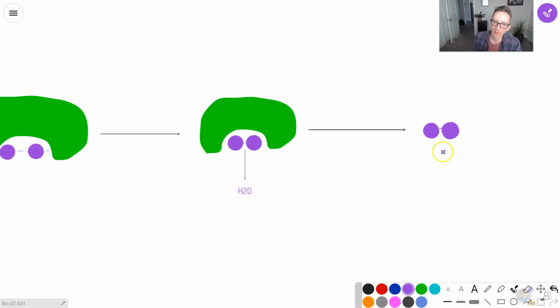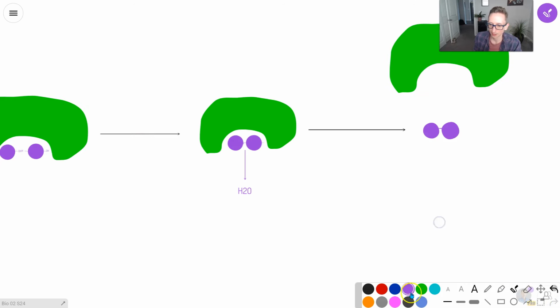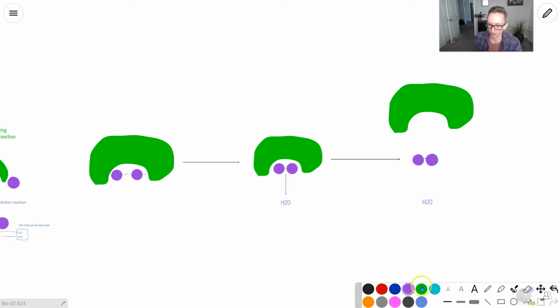And we still have our enzyme, and it's coming back to this initial state. It's now detached. And we've also got our water, H2O, like so. So the enzyme's not consumed. So the enzyme speeds up the reaction, and the enzyme is not consumed. All right, so that's what an enzyme is. That's how an enzyme works.